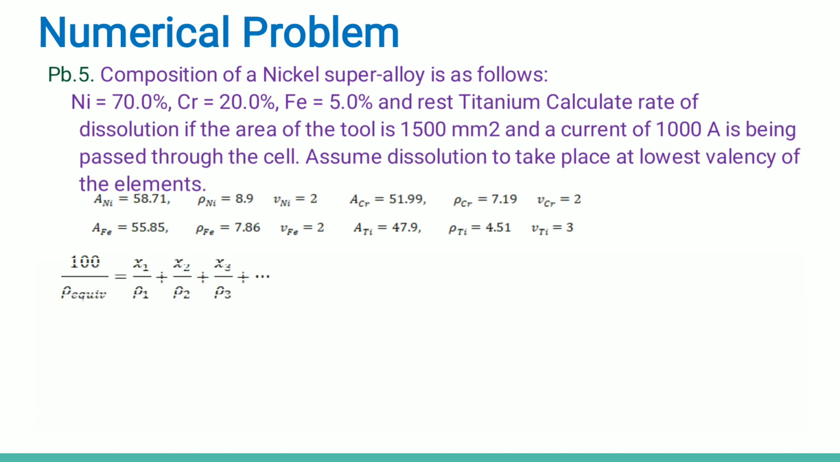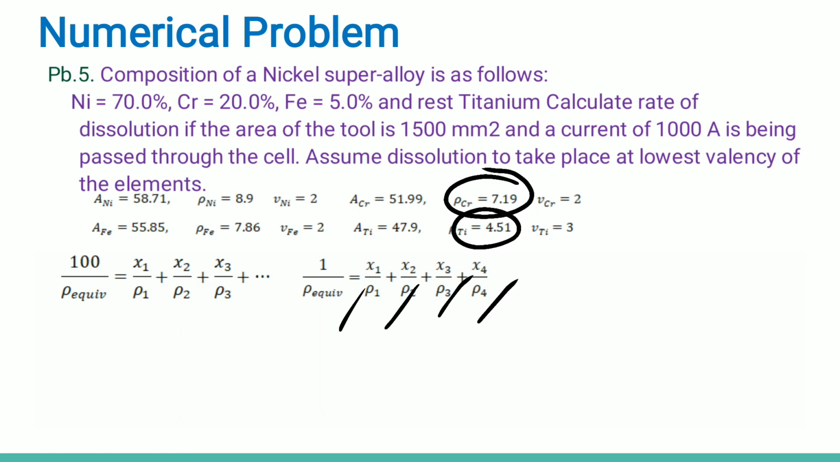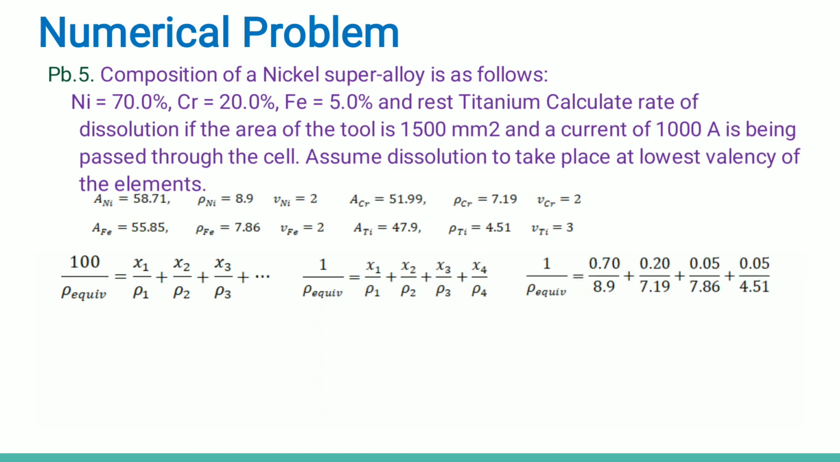The next is the rho equivalent, meaning the density value. That will be equal to 100 upon the sum x1 by rho 1 plus x2 by rho 2 and so on. Here again four metals we are using, so this will go up to 4, meaning the density for the first, second, third, fourth. Now one more thing, I forgot to mention the unit of this rho: it is given in gram per cc. When you put these values, the percentage is given, rho is given, so we just have to put the values and calculate. So this density will be 8.069 gram per cc.